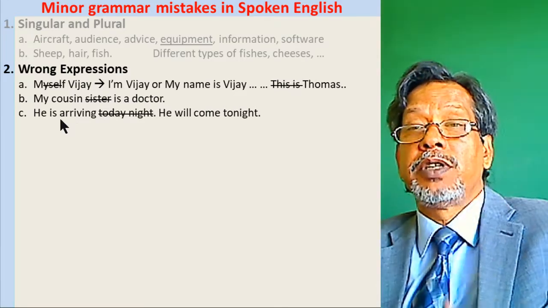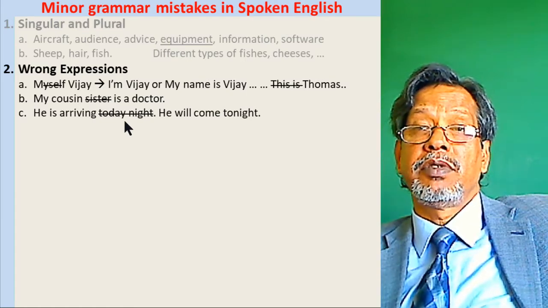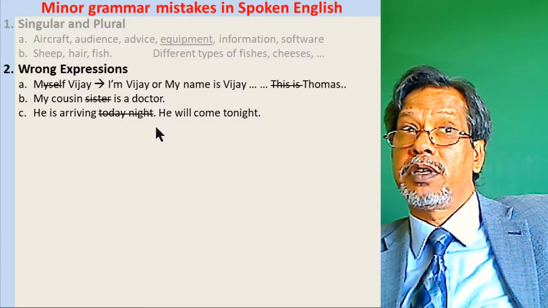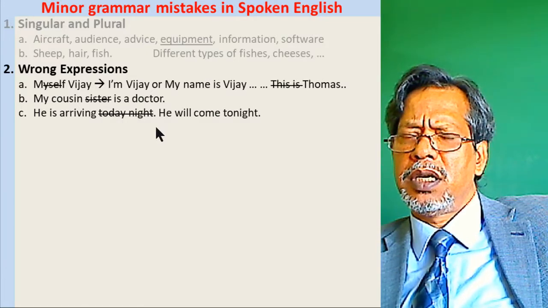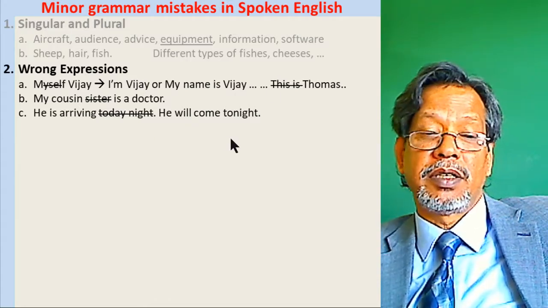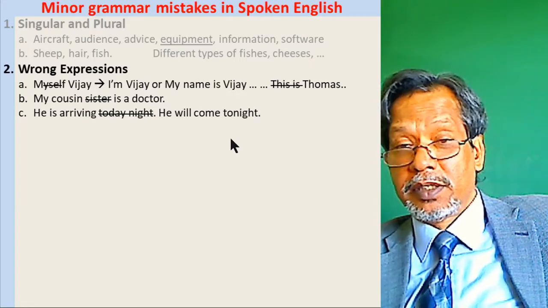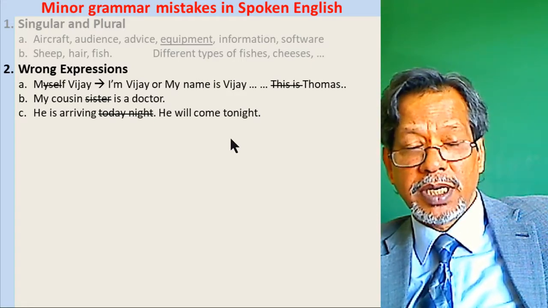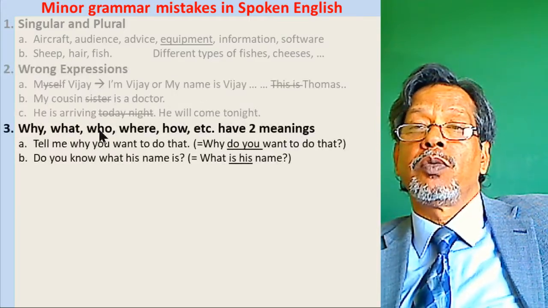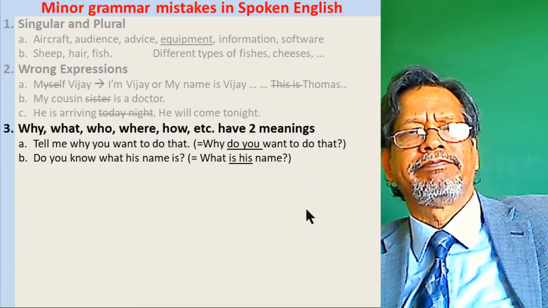All right. "He's arriving today night." I have heard that too. It's translated from one's own language. In English, simply tonight. "Today night" becomes very difficult to understand. So try to switch to tonight or this evening. You cannot say today evening. You can say this evening. Okay, this morning, not today morning, this morning. Okay, all right. Why, what, who, where, how, etc. have 2 meanings. You know that? You know that, right?